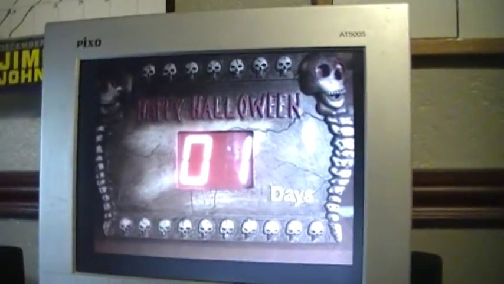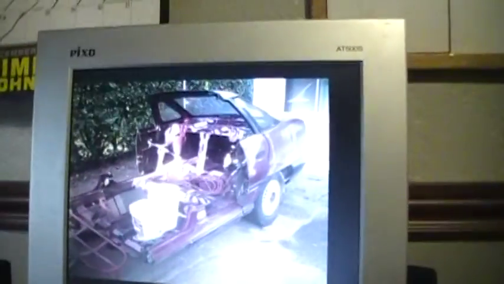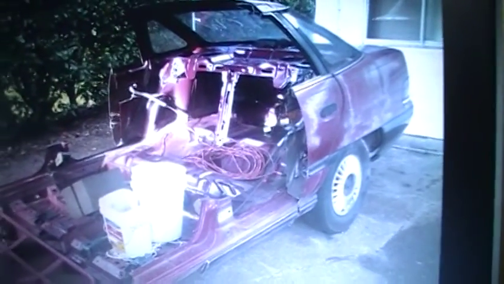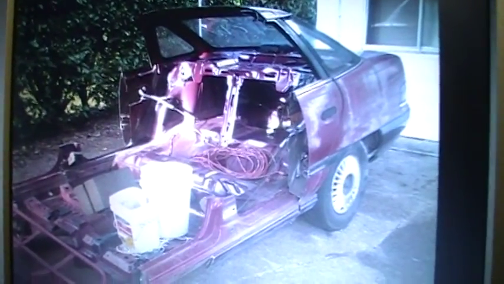Computer, monitor, keyboard, computer, keyboard, computer. Oh yeah, there's a prop car. Back when it was still kind of a car.